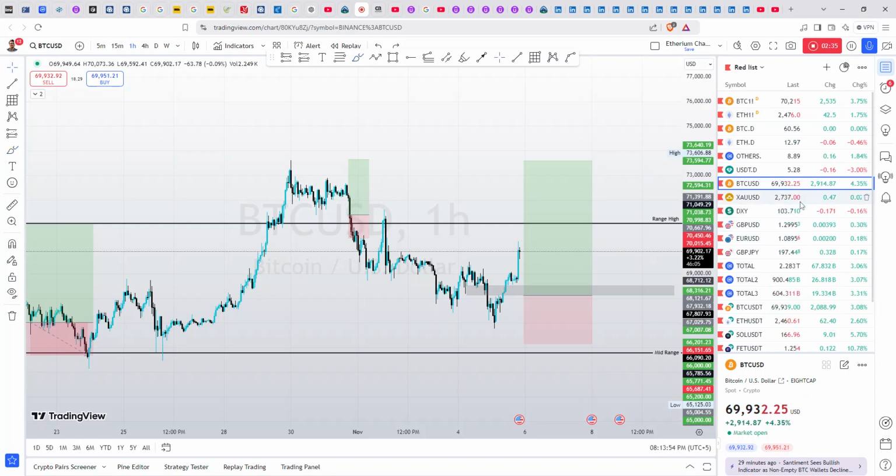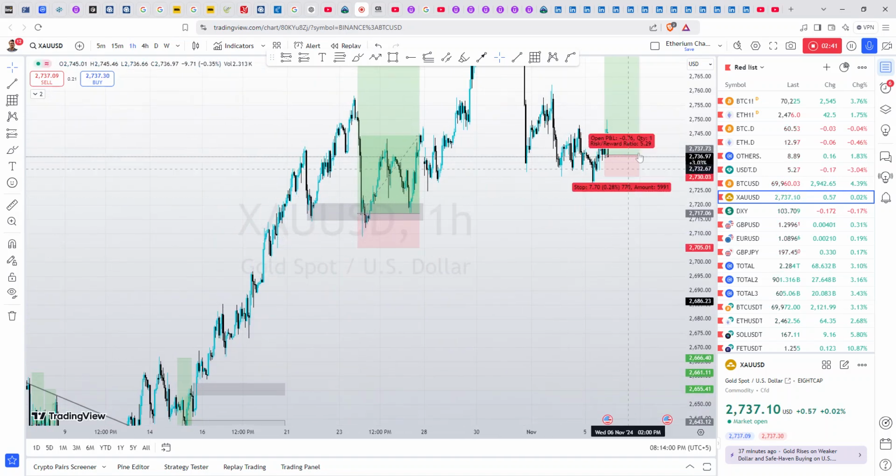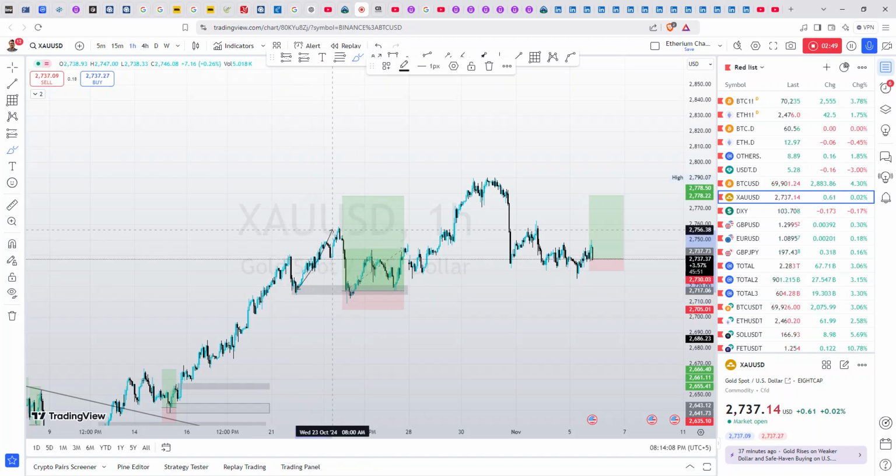So if we go to gold, let's see what's happening in gold. Let's mark the trends in gold. This one is higher high, higher low. This one is lower high, higher low, higher high, higher low. This marks a higher high. So this point is a break of structure, followed by a lower low, higher low, and lower high, lower low, lower high, lower low, lower high, lower low.